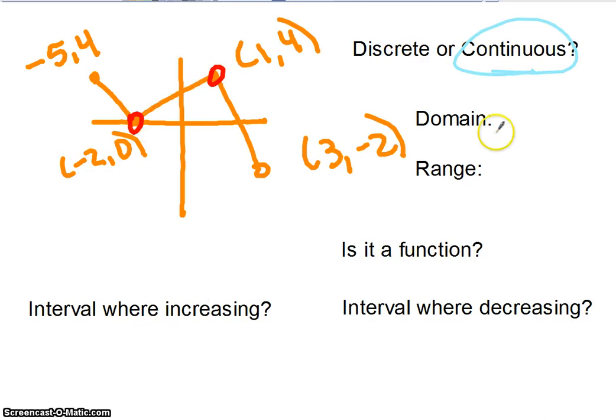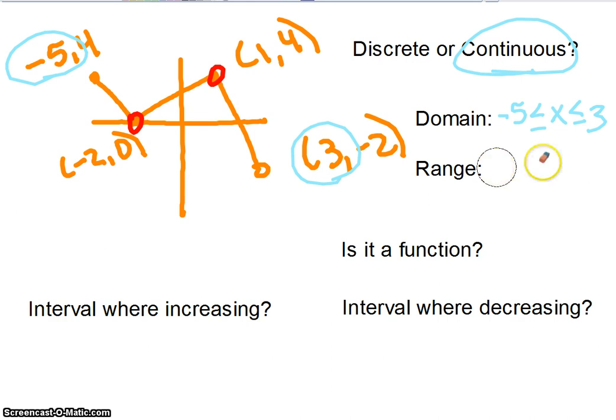The domain is going to be -5 is less than or equal to x is less than or equal to 3. You got your -5 from the point furthest to the left and your 3 from the point furthest to the right. And I do have a mistake. It should not be less than or equal to 3. It's just less than. The reason for that is that this is an open circle here at the end.